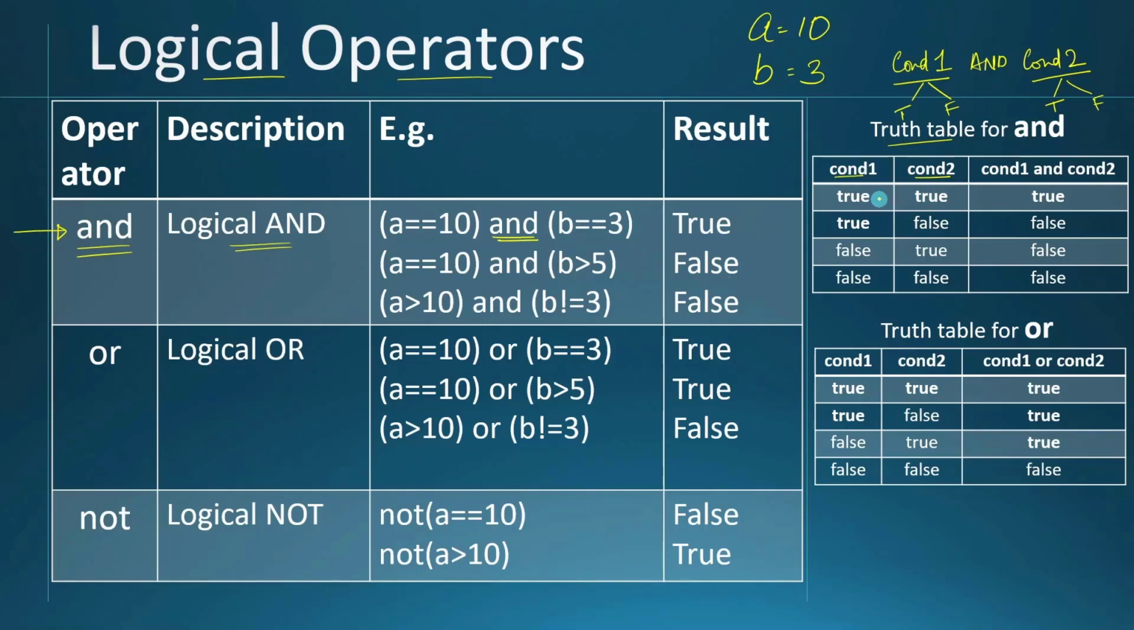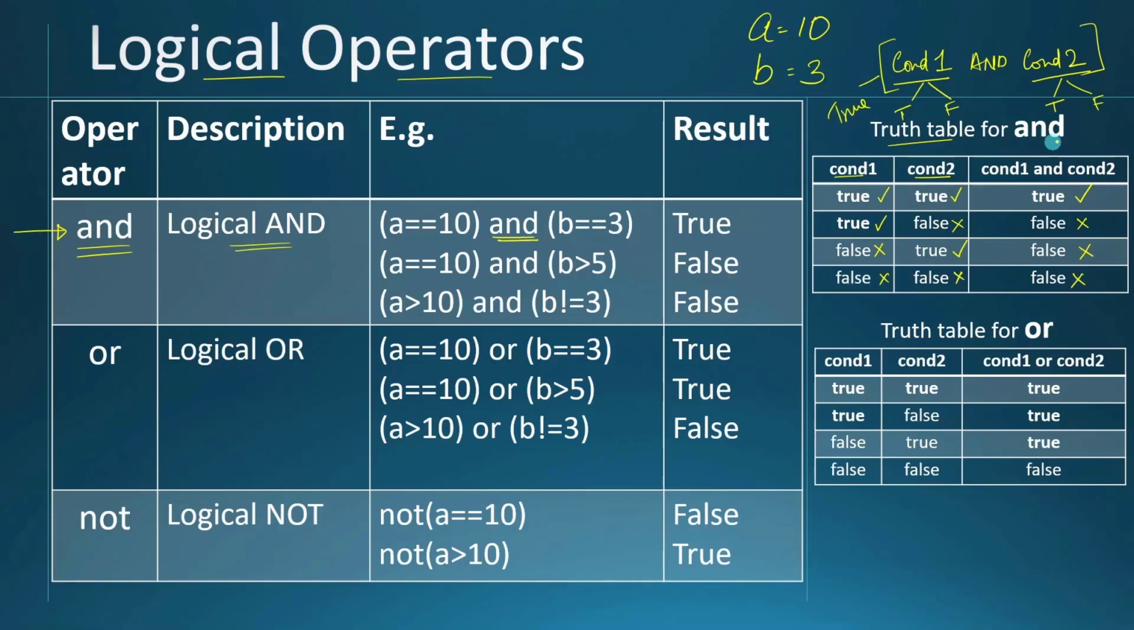So altogether you can have 4 combinations, right? Condition 1 can be true, condition 2 can be true. So if both of them are true, then AND will produce the final result of this combined statement as true. So that is why true is coming here. Now if the first condition is true and the second condition is false, AND will produce the final result as false. Now if the first condition is false and the second condition is true, then also AND will produce the final result as false, and if both conditions are false, AND will produce the final result as false.